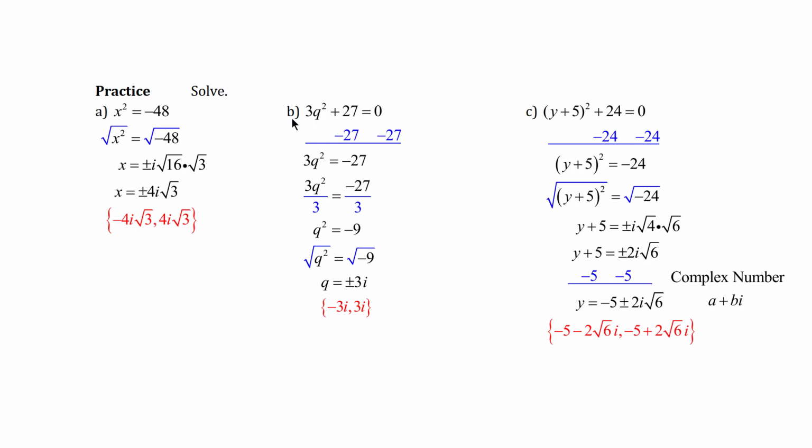For part B, I started off by subtracting 27 from both sides of the equation. The result is 3q squared equals negative 27. The next step is getting rid of the 3 by dividing both sides by 3.